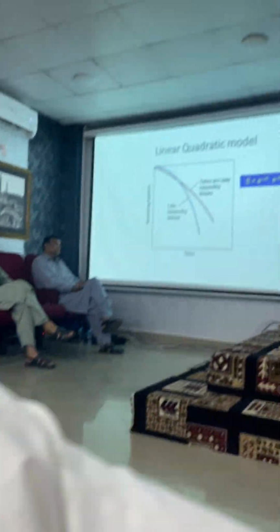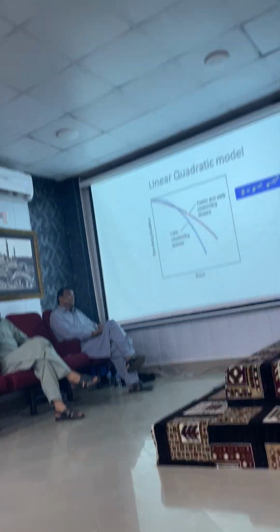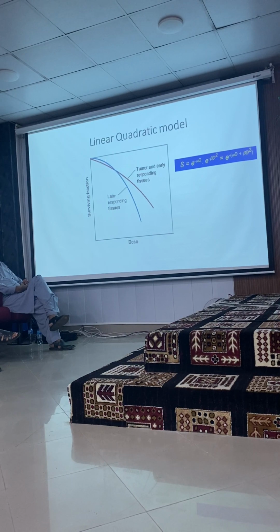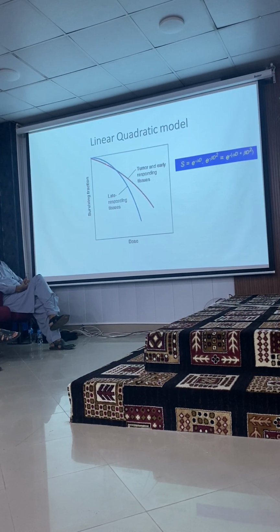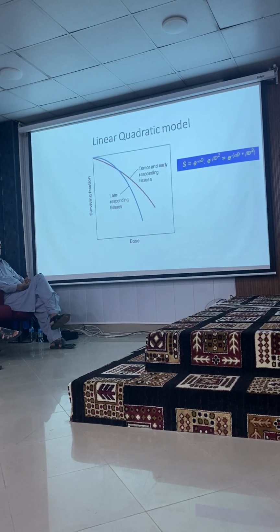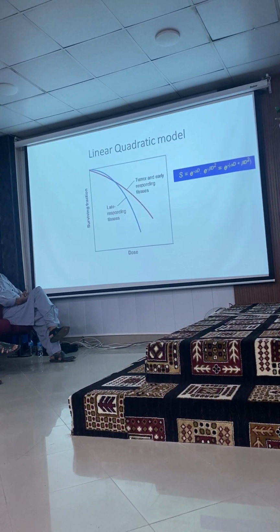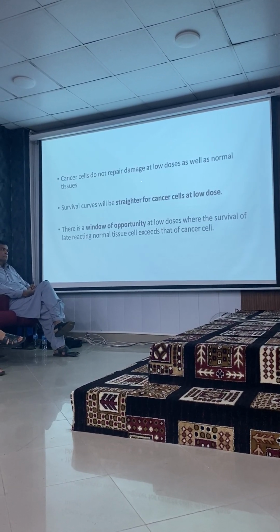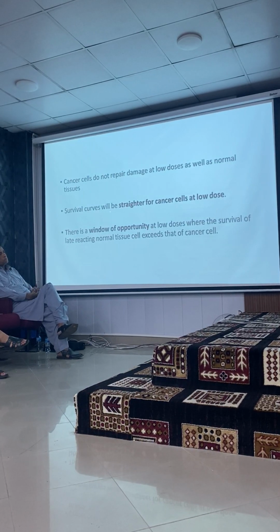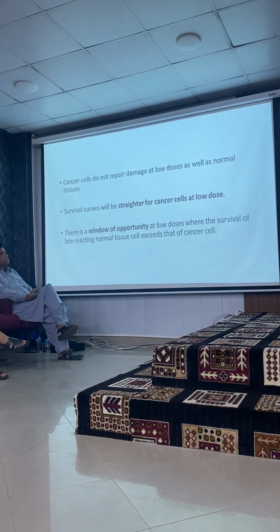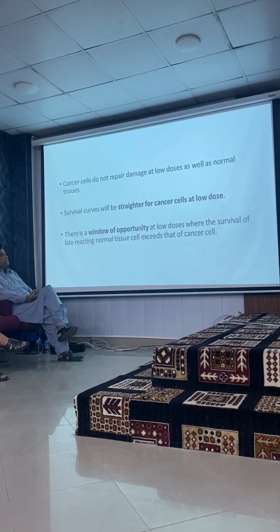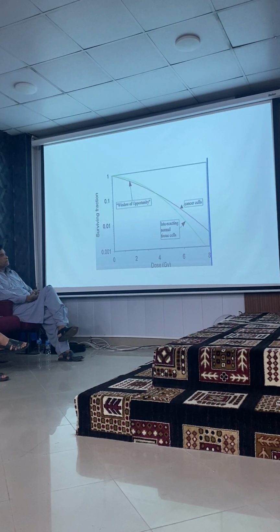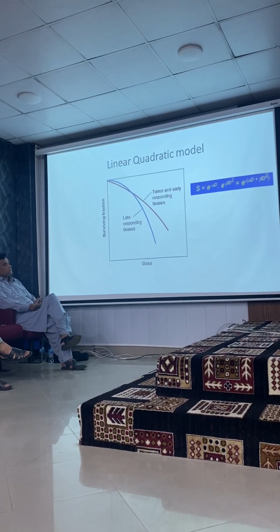And now going into the experiment we'll talk about, this early responding tissue can be seen, with the experiment Henry Coulthard did, as spermatogenesis, and this is the normal scrotal skin. This was the same thing he did there, and this is the same thing we have been doing with conventional radiotherapy. So cancer cells do not repair at low doses, and the cell survival curve will be straighter for cancer cells at lower doses, which will provide us a window of opportunity at low dose. So this is the window of opportunity, and this is what we use in conventional RT.